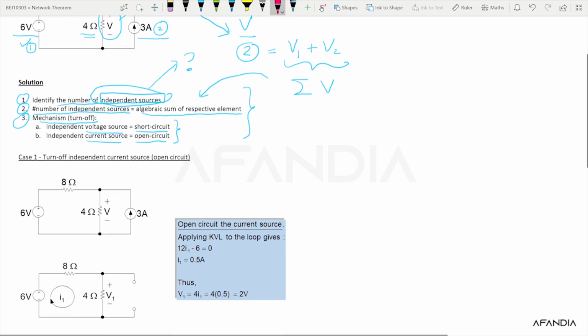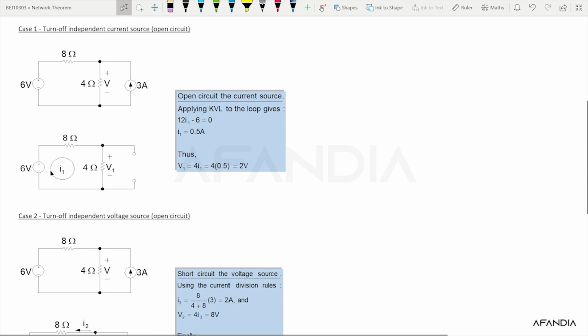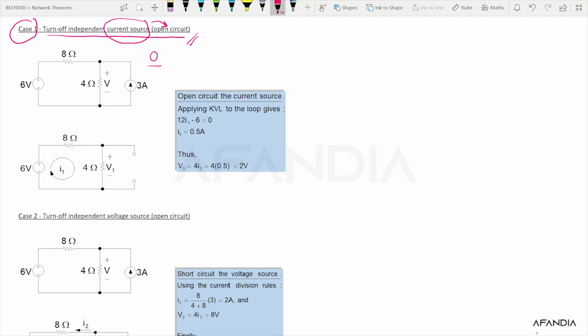Now, let's start with the first one. Case 1, turn off the independent current source. Because it is a current source, we need to make it an open circuit. So this is our original circuit, right? We make this current source an open circuit over here. So what will happen? No current will be flowing through this section, and we just have to concentrate on this side.